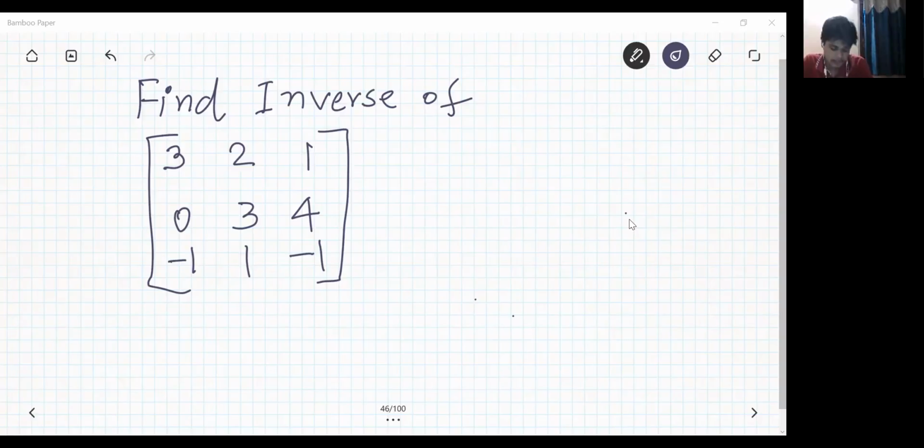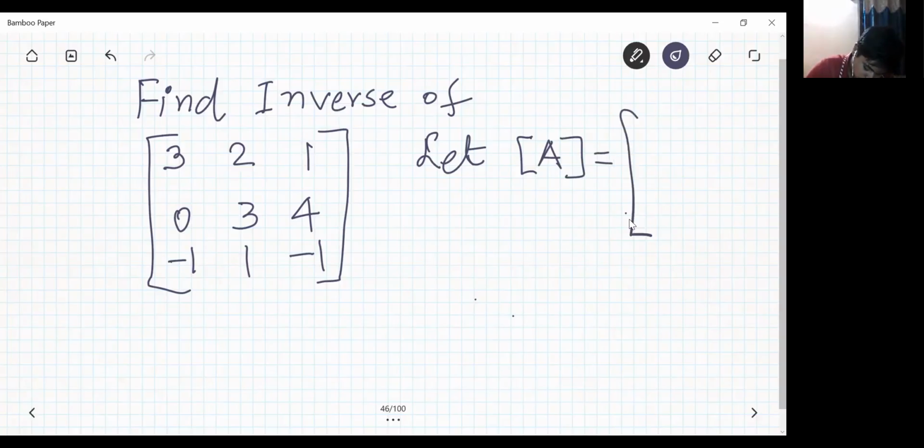We should find the determinant first. No, keep the A inside the vertical lines, two vertical lines. See, first what you have to do is, this is a problem given in the question paper. Now what we have to do is, we have to say, let matrix A equal to, you write this matrix that is given.